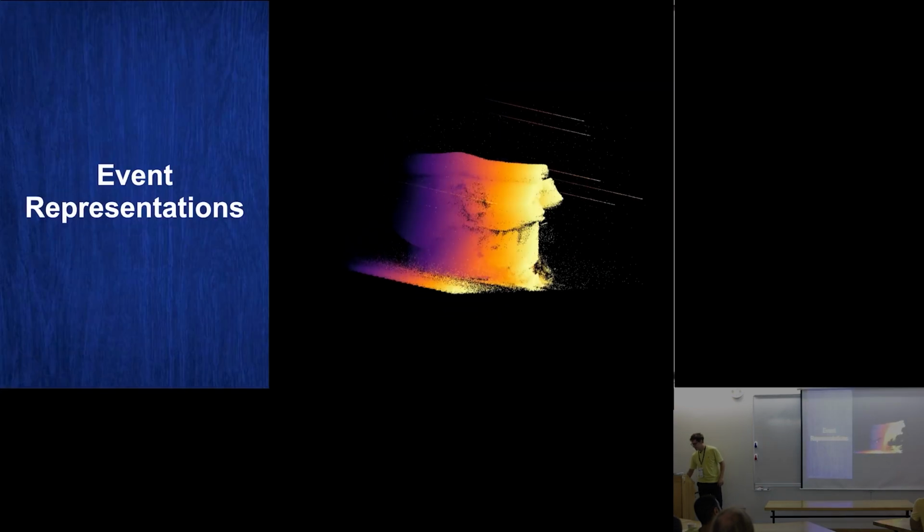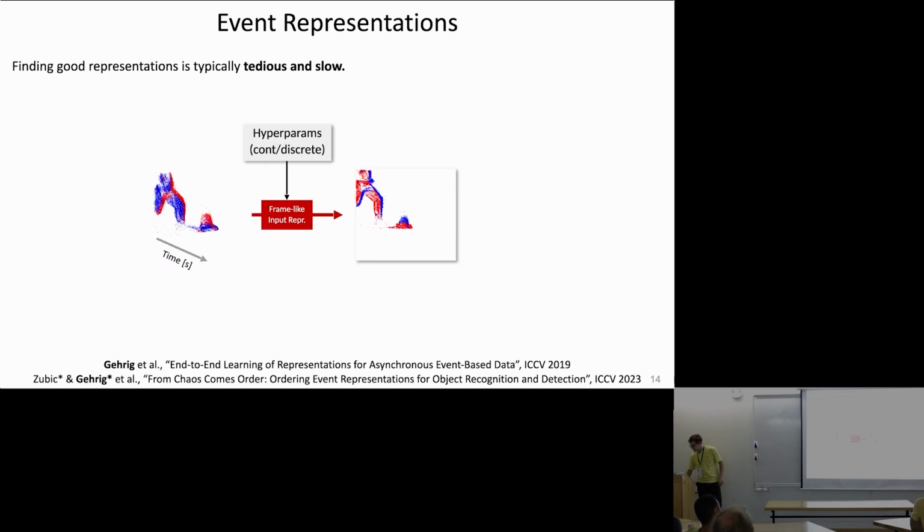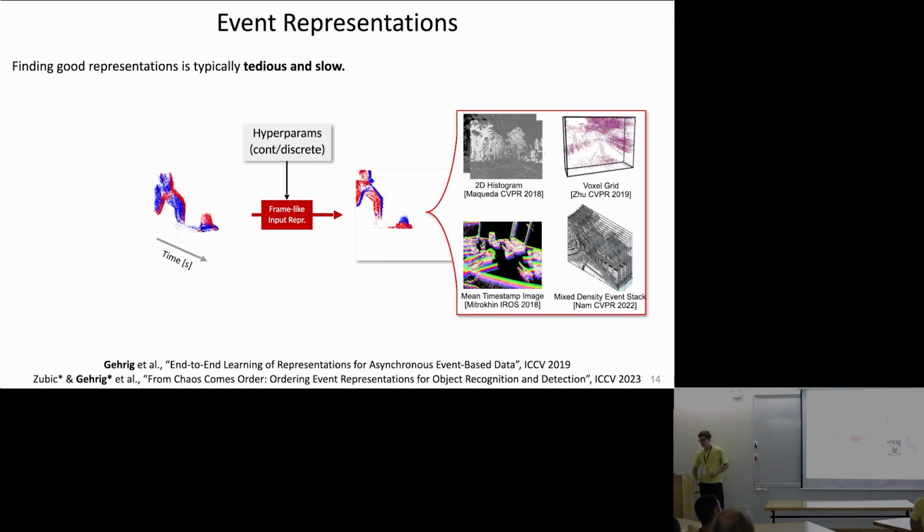So now let's have a closer look at these blocks. Normally, the way that a set of events is converted into a frame is with a set of hyperparameters. It's kind of a function that takes events and generates an output. There have been a few of them in the literature. Some of them aggregate events into histograms, top left. Also, you can imagine voxelizing, like a 3D point cloud, right? And some of them only consider time windows or do other things like these mixed density event stacks.